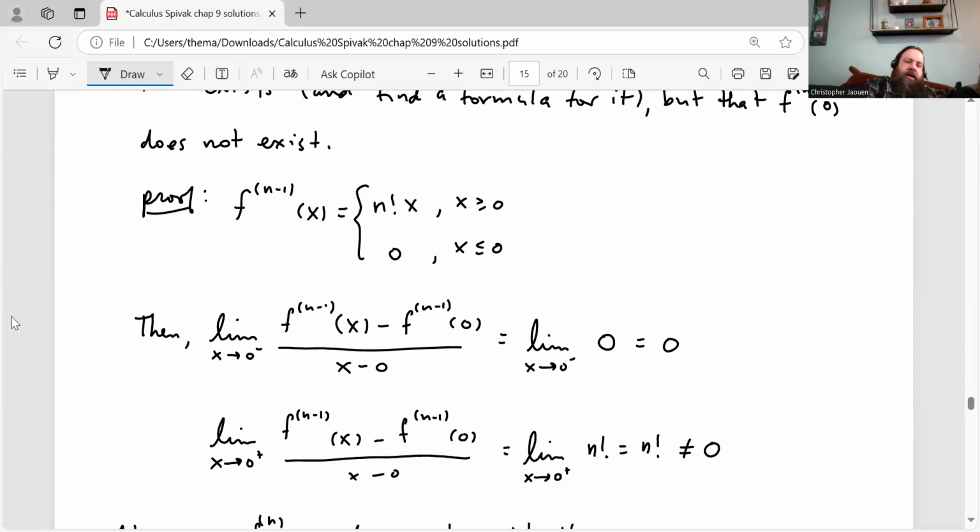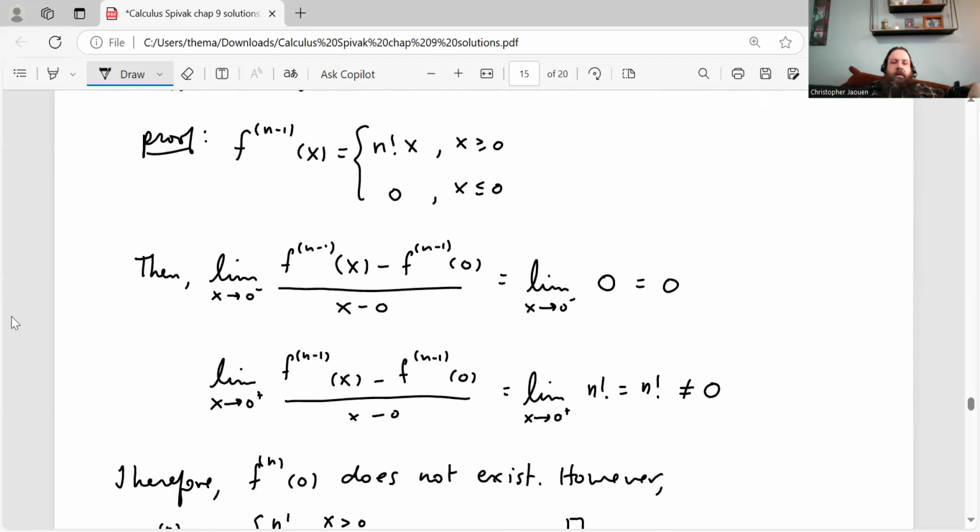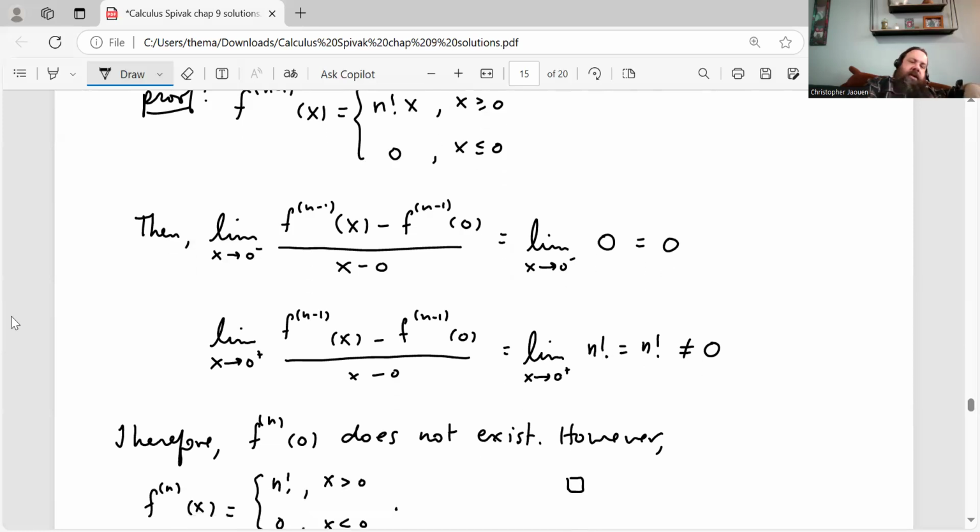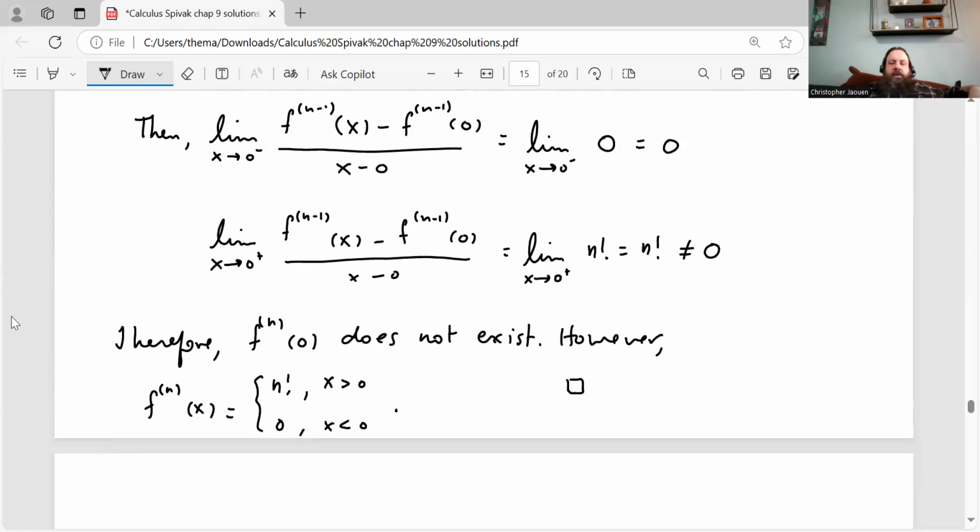But if you take the one-sided limits of the difference quotient for the n minus first derivative of f, approaching 0, you get 0 if you let x approach 0 from the left, and you get n factorial if you let x approach 0 from above. Obviously, the one-sided limits there don't agree, so the limit doesn't exist at 0, which means that the nth derivative of f at 0 doesn't exist. However, for all of the other values of x, the derivative does exist. So the nth derivative of f at x is n factorial if x is strictly greater than 0, and 0 if x is less than 0.